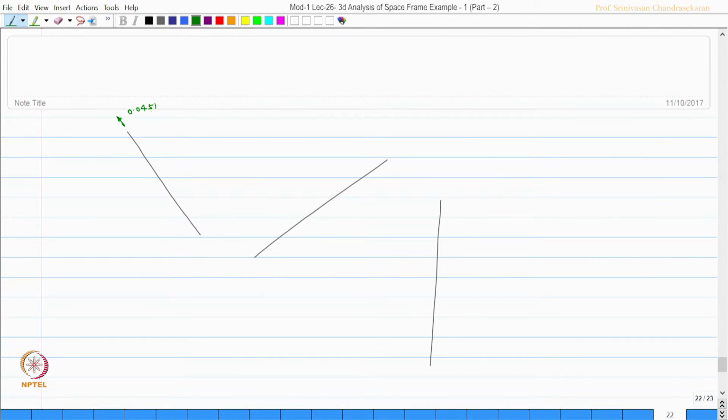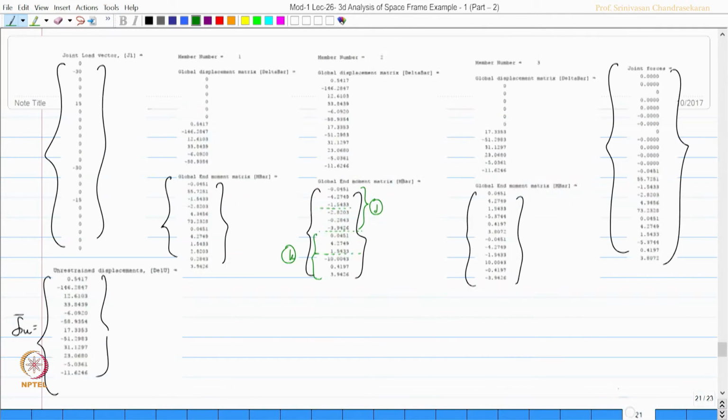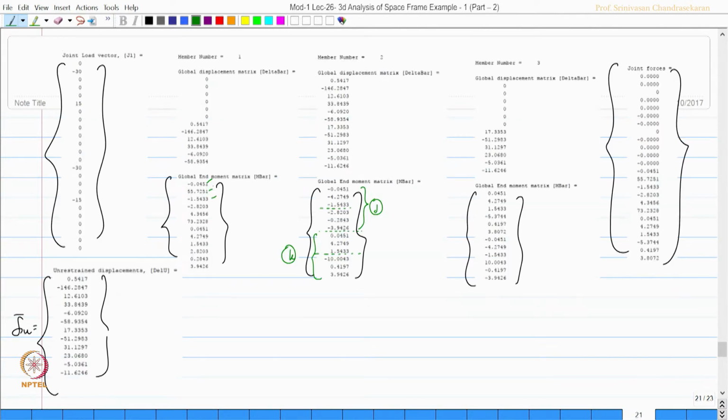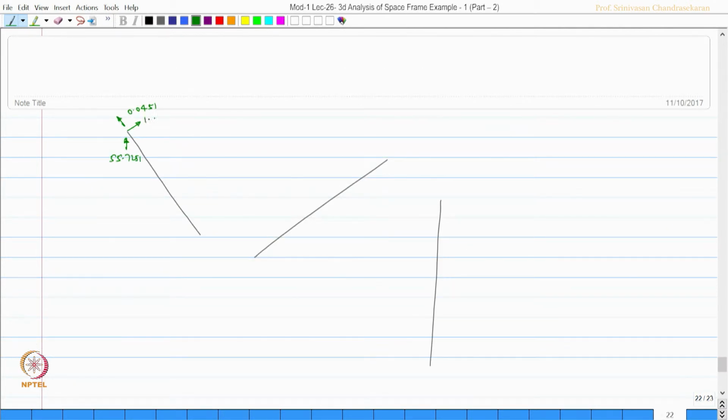0.0451, okay. And along y you can see here, along y, 55.7251. So, 55.7251 and along z. So, negative, see here along z is negative, minus 1.543. So, 1.543, that is about the translation. Let us mark the rotations.